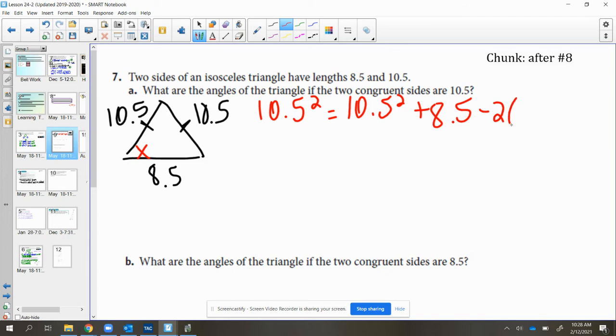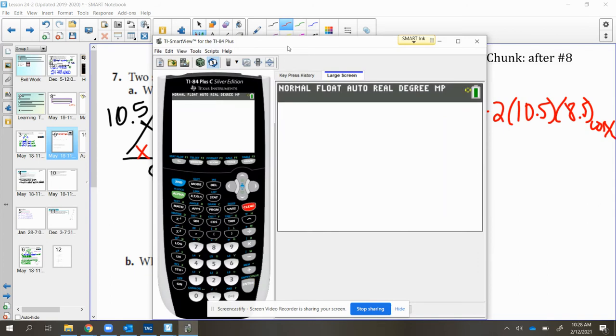minus 2, and then again, cosine of x, always cosine for the law of cosines, right? So again, we got to start by subtracting these over.